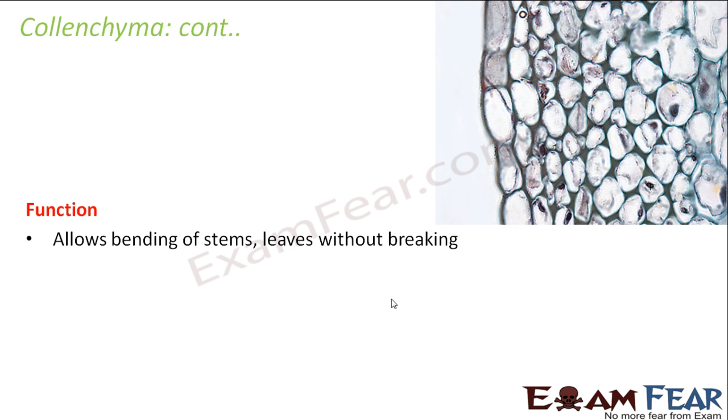It allows bending of stems and leaves without breaking, and provides mechanical support. So these are some of the functions. Support is a function which is common to most plant tissues because plants need lots of mechanical support, right? Other than that, this collenchyma tissue allows the bending of stems and leaves, which in turn shows that it gives some flexibility in plants.